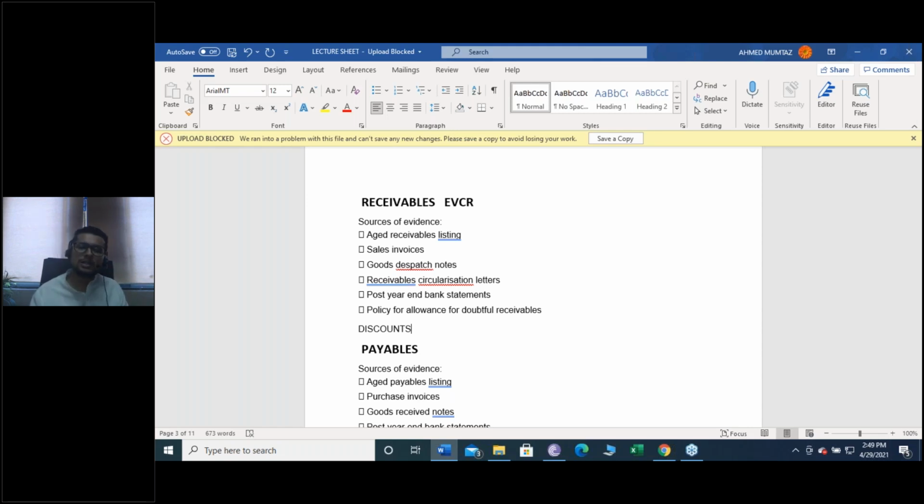Last but not the least, the rights and obligations, the ownership. How are you going to verify whether those receivables are the ownership of your client? I think the goods dispatch notes and the invoices can verify that. I think the post year-end bank statement and cash receipts can verify that. If the money has been received by my client, that reflects that those things are the property of, or the ownership of, my client.